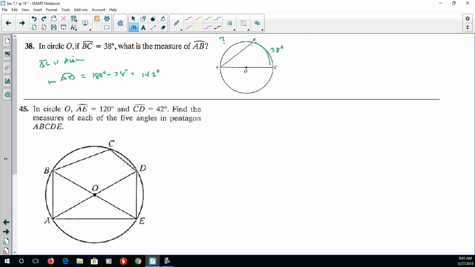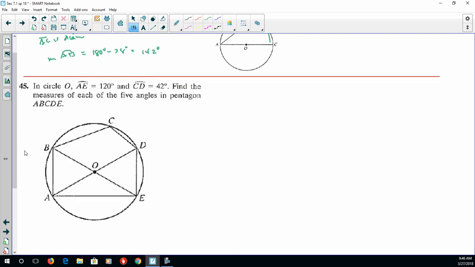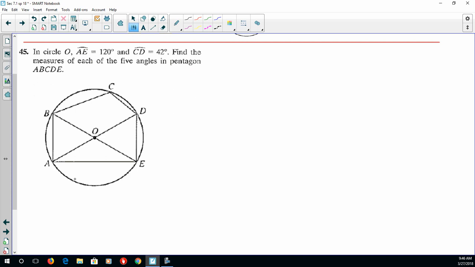Okay, now 45. We come to a kind of complicated one, and there's all sorts of ways to do this, and I'm not sure I've got the shortest method of doing this. Let me put in a few numbers here. Okay, AE is 120 degrees, so that's this arc, and O is going to be the center. We name the circle by the center. So if AE is 120 degrees, then this is 120 degrees, which means this is 120 degrees. And if this is 120, this is 60, because they form a straight line there, and this would have to be 60.